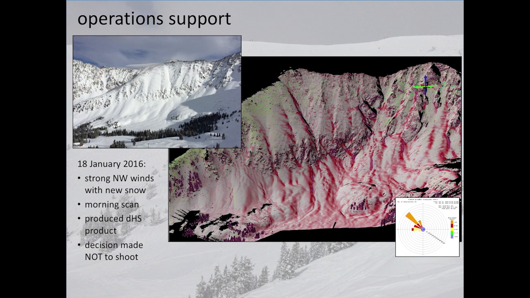Another example from this January, strong northwesterly winds with new snow produced kind of the opposite loading pattern. Again, really strong stripes there. Just looking at the terrain and the new snow, it looked like there was a bunch of drifts and wider areas that they wanted to target. So they actually were planning to shoot that afternoon. Again, we processed the data on site, and looking at the data, the drifts weren't as extensive or as deep as it looked like to the naked eye.